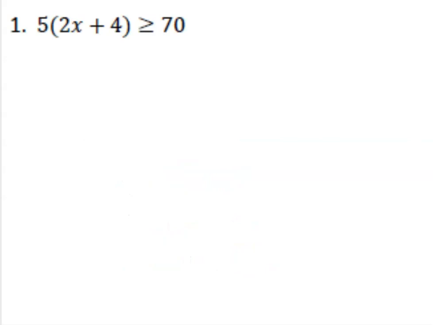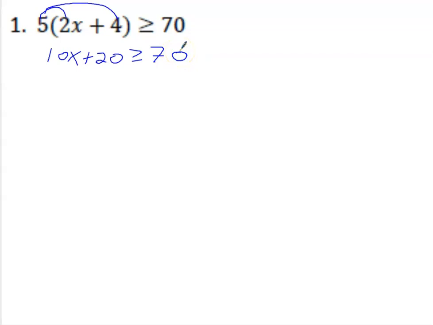Okay, so now we're going to move on to solving inequalities. You're going to have to fill in some of the blanks. So if I'm going too fast, please make sure you pause the video and fill in your blanks. I have this 5 outside the parentheses that I need to distribute to everything inside the parentheses. 5 times 2 is going to give me 10x. 5 times 4 is going to give me 20. And that is going to be greater than or equal to 70.